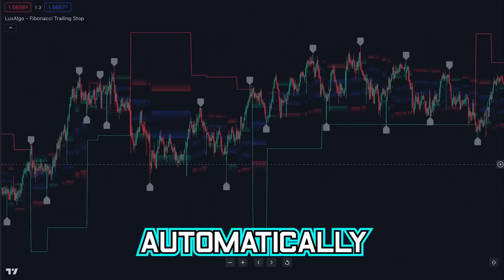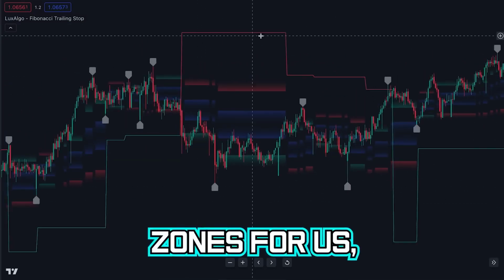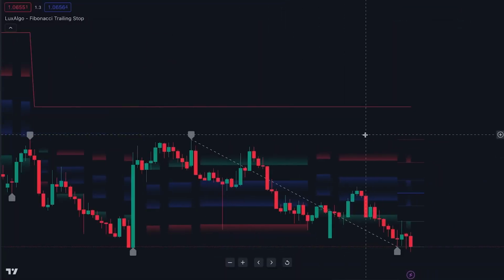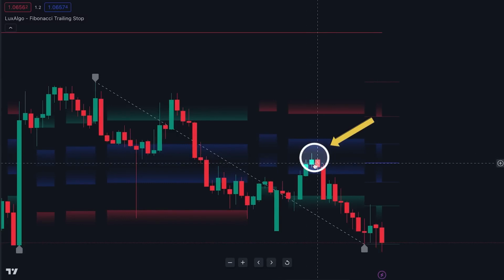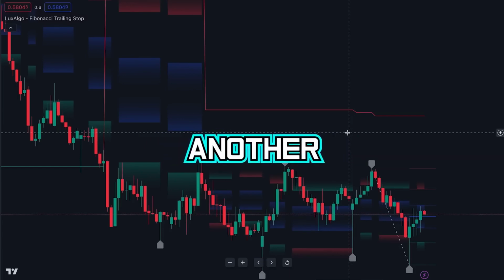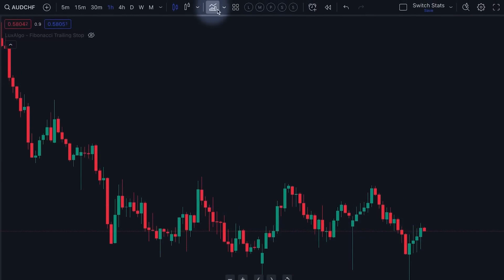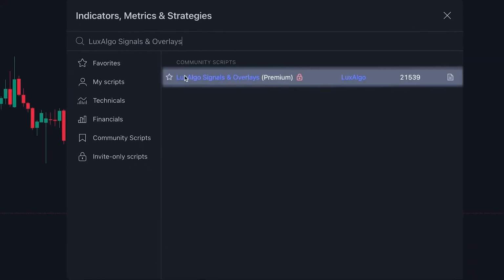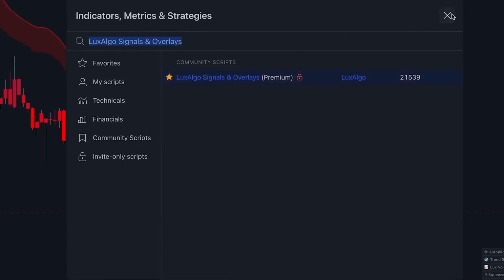With this indicator automatically plotting Fibonacci zones for us, we can now concentrate on taking our entries in the appropriate zone, specifically within the blue zone. To pinpoint the exact moment to click buy, we'll need another indicator to serve as our trigger. Head over to the Indicators tab and search for Lux Algo Signals and Overlays. Add it to your chart.